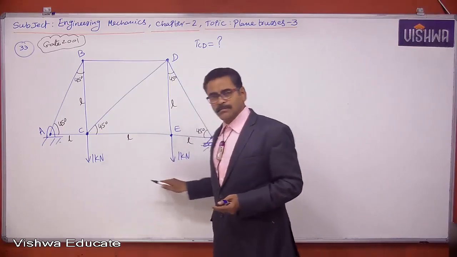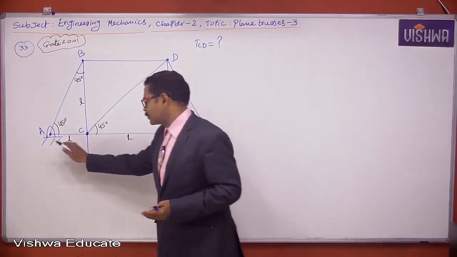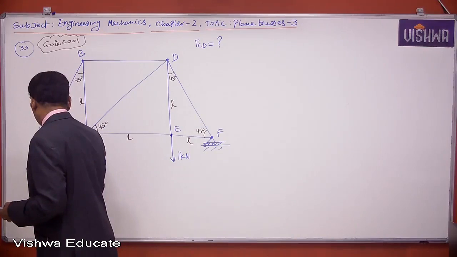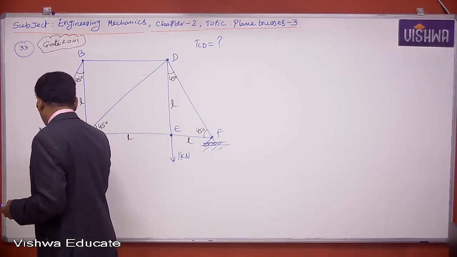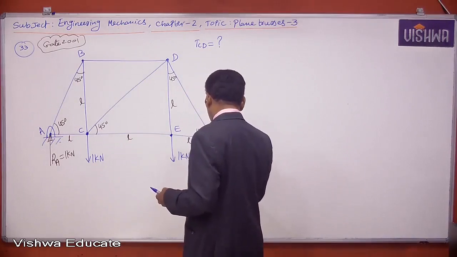Here loading is symmetric. 1 kilonewton, 1 kilonewton. This is L, this is also L. So obviously the reaction about A is RA. This is 1 kilonewton. The reaction about F is RF.